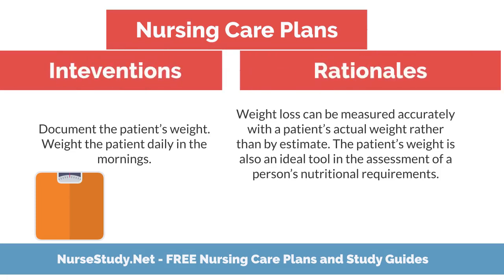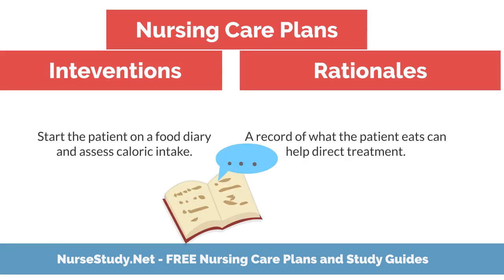Intervention. Document patient's weight. Weigh the patient daily in the mornings. Rationale. Weight loss can be measured accurately with the patient's actual rate rather than by estimate. The patient's weight is also an ideal tool in assessment of a person's nutritional requirements. Intervention. Start the patient on a food diary to assess caloric intake. Rationale. A record of what the patient eats can help direct treatment.